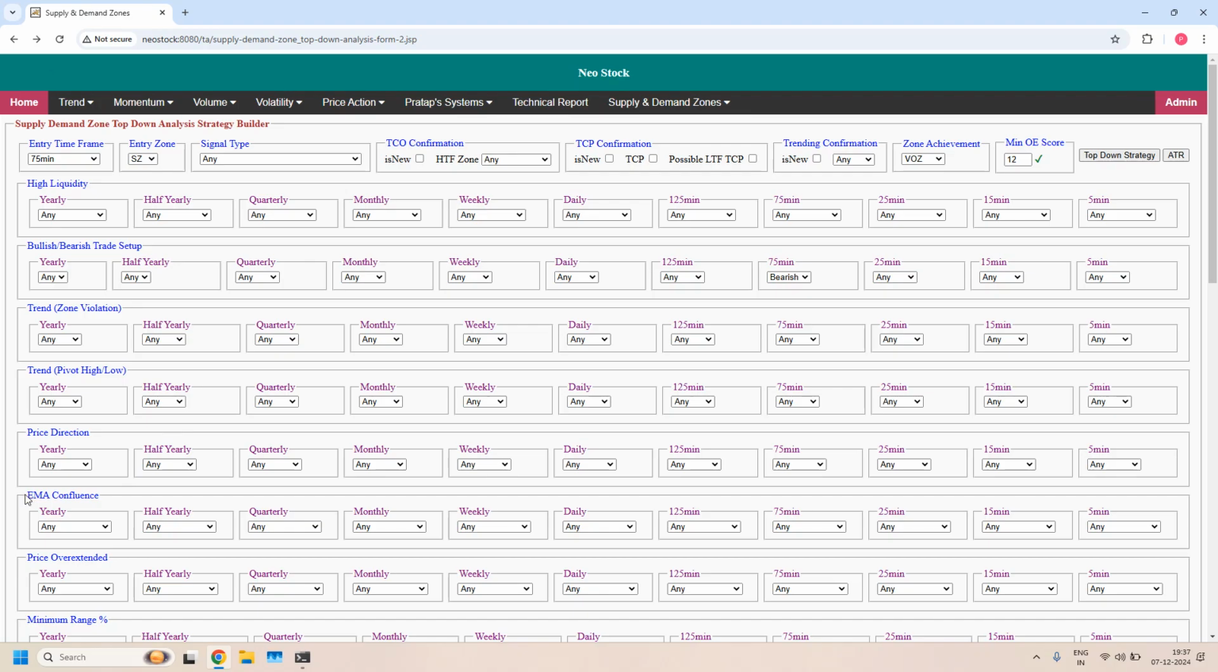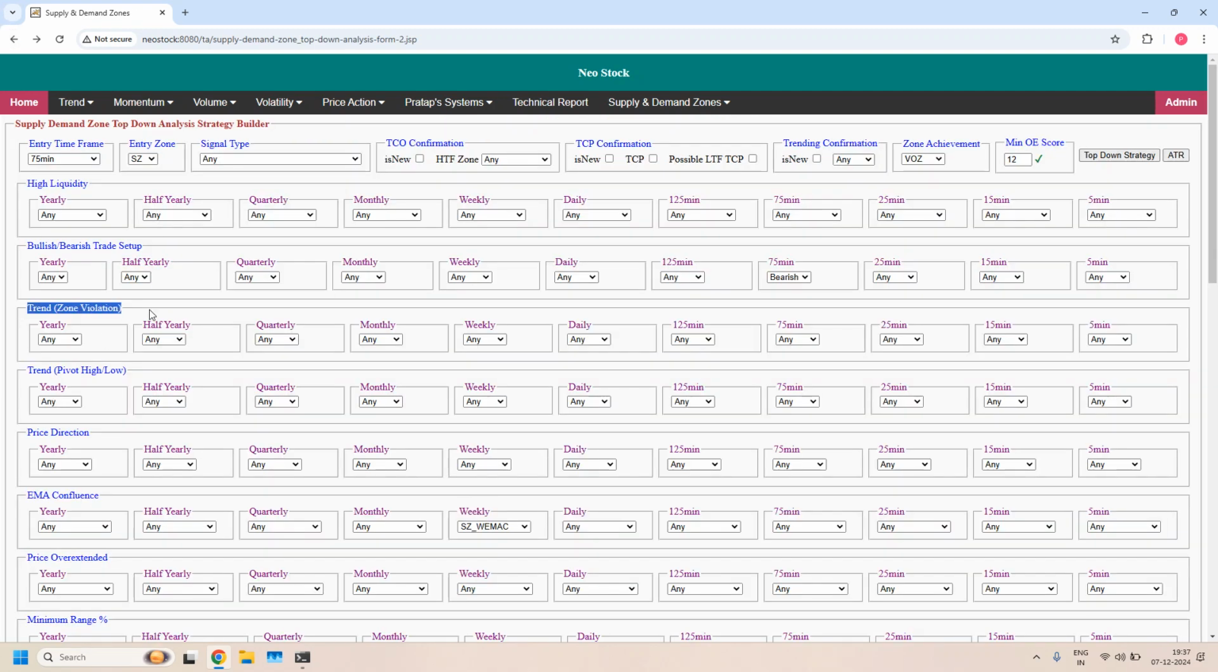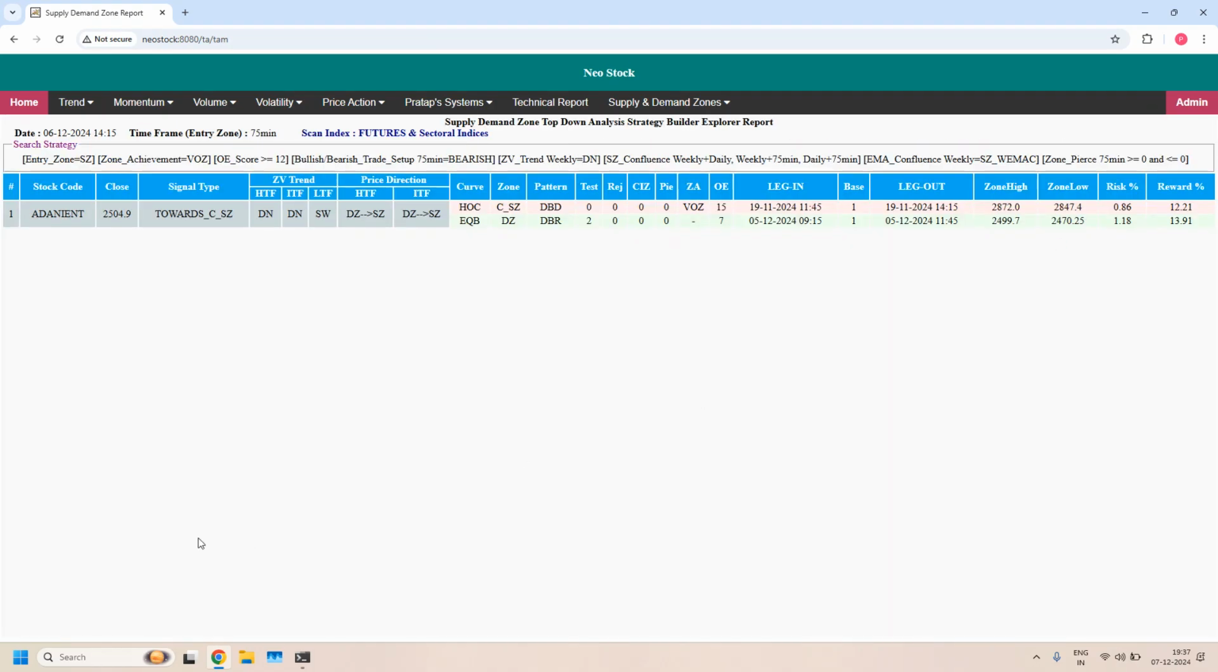Let's verify. In the EMA confluence weekly time frame, weekly supply zone having weekly EMA confluence. We got all the three, but sideways you need to ignore. That's why, if you want, you can also add filter weekly time frame only downtrend stocks, because this is a bearish trade setup. So you got one stock. So it is a high probability trade setup supported supply zone, a 75-minute supply zone.